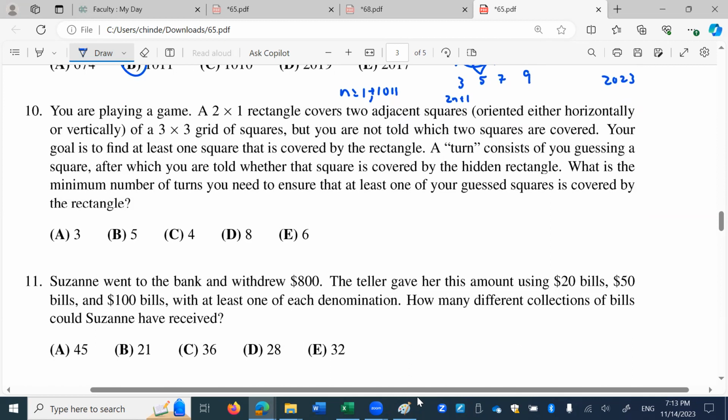All right, we're playing a game. We have a 2x1 rectangle covering 2 squares of a 3x3 square of grids. We're not told which 2 squares are covered. We want to find at least one square that is covered by the rectangle. My turn is guessing a square, and we're told whether that square is covered or not. What's the minimum number of turns you need to ensure at least one of your guessed squares is covered?